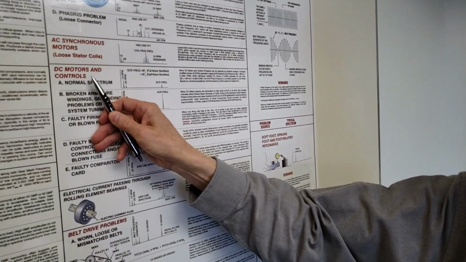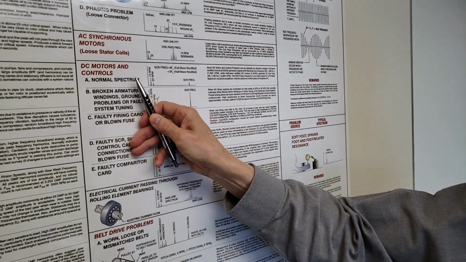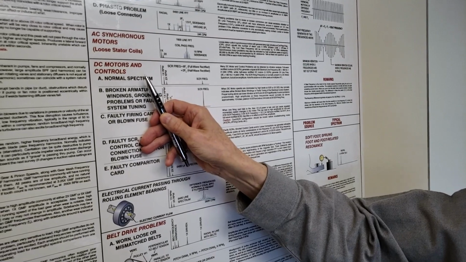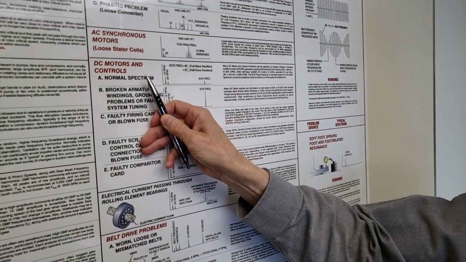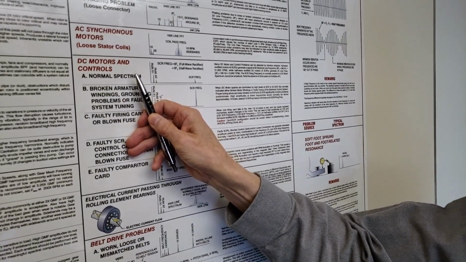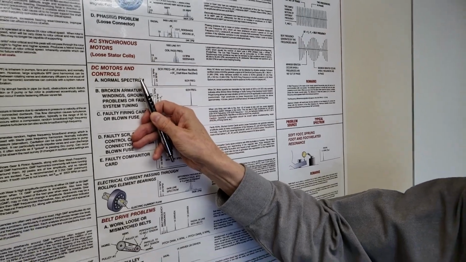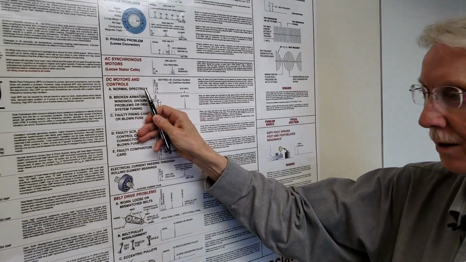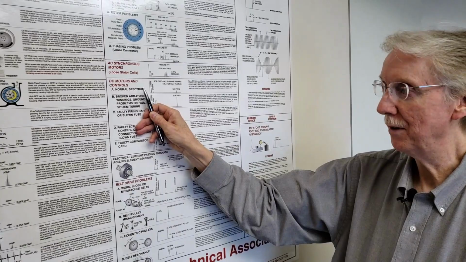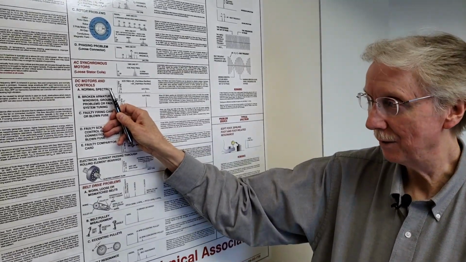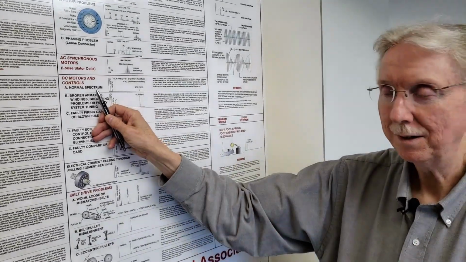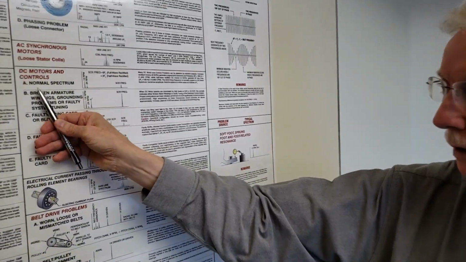One of the studies that we did several years ago was about a 3-year study on DC motors and controls alone. And that showed that 62% of the problems within DC motors were actually caused by the controls rather than the DC motors themselves. So let's take a look at the diagnostic chart and, first off, a normal spectrum.